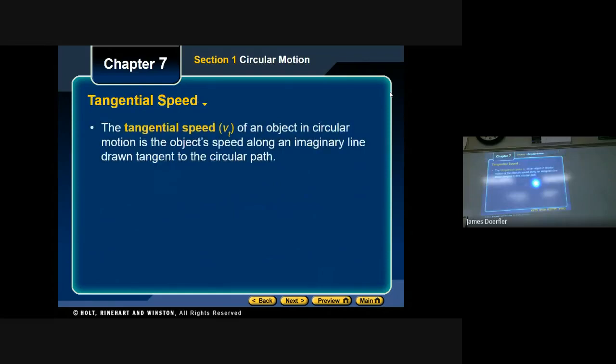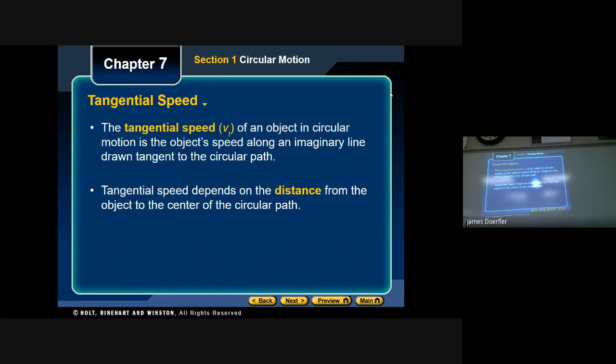Okay, so when we are looking at tangential speed, it is going to depend on the distance from the object to the center of that circular path. So I have an example of the merry-go-round. I get excited every year when we talk about this stuff, not only because I get to say tangential speed 100 times, but also because I get to draw.